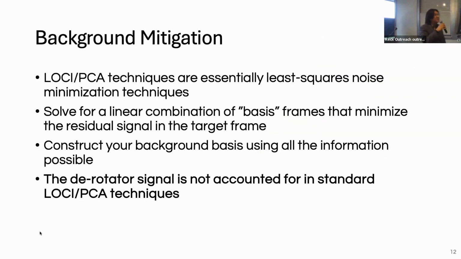And so how do we minimize this background? Or how do we get rid of this background? Again, we have LOCI and PCA, which are again just least squares minimization techniques. Using that method before, we want to construct a set of basis frames that basically encapsulate all the possible background variation in our images. But most importantly, when people have done data reduction with M-band, they haven't taken into account this extra D-rotator signal in LOCI and PCA techniques.